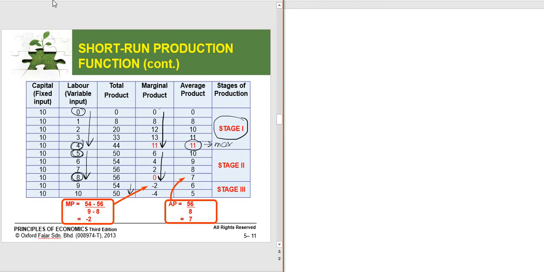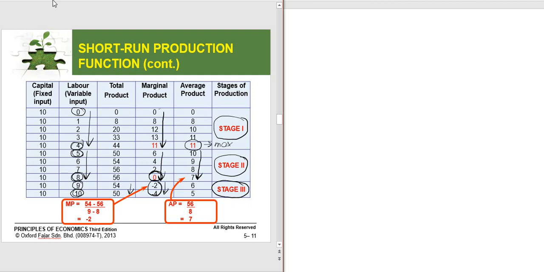Okay, and you can see your average product from here to here will start to decline. So that is stage 2. Stage 2 will end when your marginal product equals 0. Okay, and then stage 3, that is where your marginal product starts to be negative, which is from 9 labor to 10 labor. So your marginal product will be negative. That is stage 3 of your production.